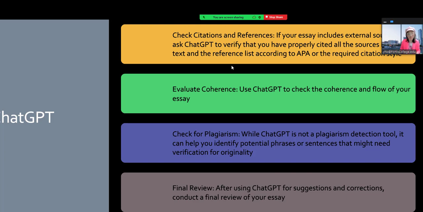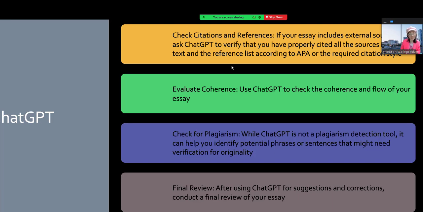Evaluate coherence. ChatGPT can make sure that you have a coherent essay. And ChatGPT is not a plagiarism detection tool. It can help you identify potential sentences or phrases, but you still need to turn it in to check for plagiarism. Final review. After using ChatGPT for suggestions and corrections, conduct a final review of your essay.